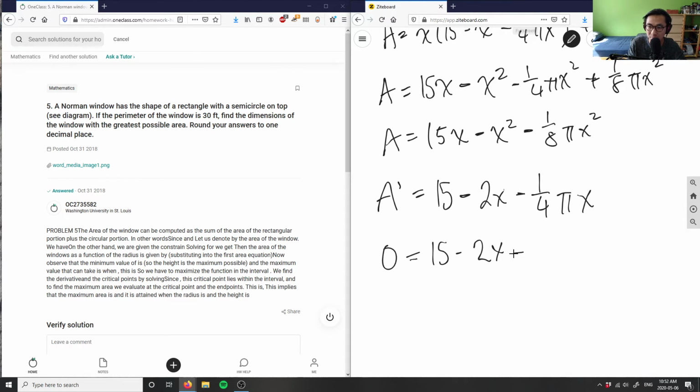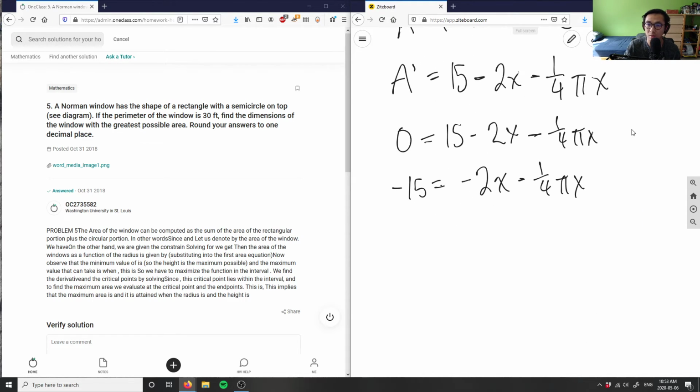So 15 minus 2x minus 1/4 pi x equals 0. I bring 15 to the other side, which makes it negative 15 equals negative 2x minus 1/4 pi x. I could combine these two terms, or I could factor out the x. Let me factor out the x first. I get negative 2 minus 1/4 pi, or I can say pi over 4.